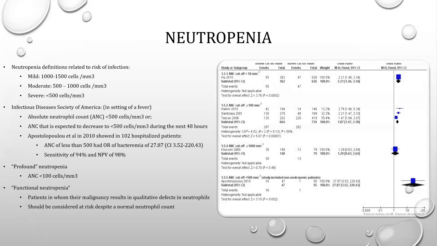In regards to neutropenia, more definitions: neutropenia is defined as related to risk of infection. So true neutropenia is less than 1500 cells per cubic millimeter. They define it as severe with less than 500. The IDSA, in the setting of a fever, describes neutropenia as less than 500 cells or an ANC that is expected to decrease by 500 cells during the next 48 hours. And there have been a lot of studies, primarily in the early 2000s, looking at different cutoffs to try and improve your sensitivity and specificity for severe bacterial infections.